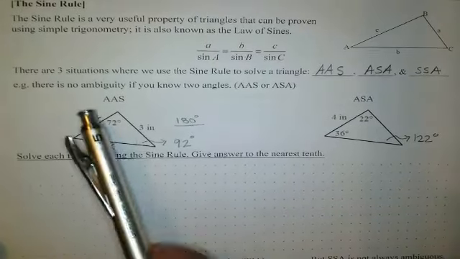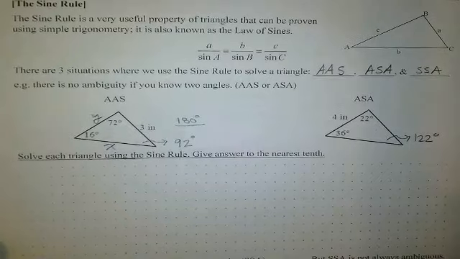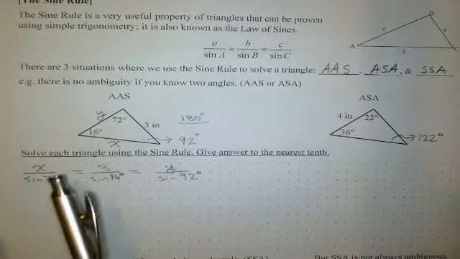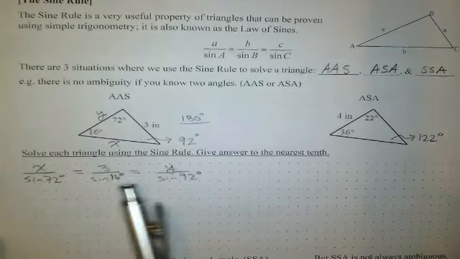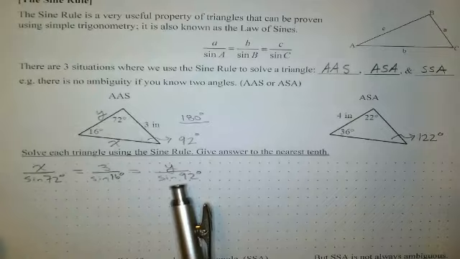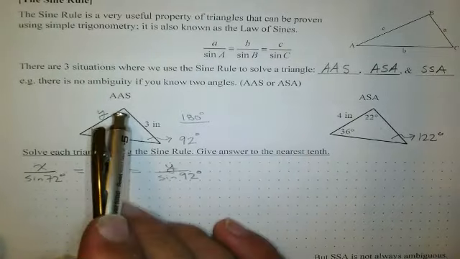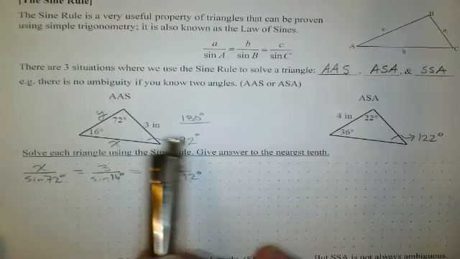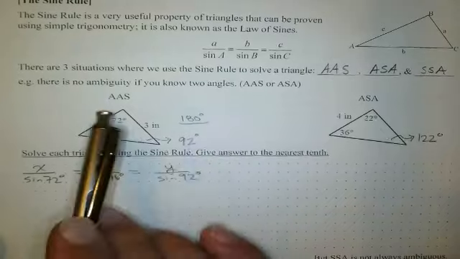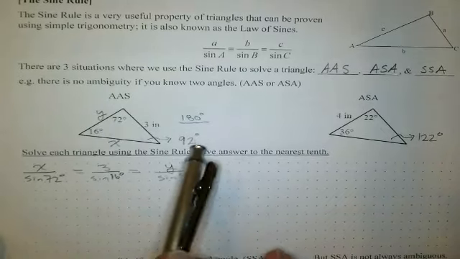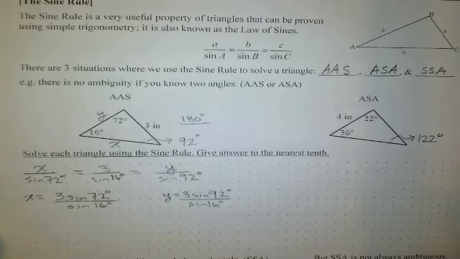If I label these two sides x and y, I can get the following proportional equation. The equation that I get is x over the sine of 72 degrees is equal to 3 over the sine of 16 degrees is equal to y over the sine of 92 degrees. Okay, just putting the items side over the sine of the opposite angle, x over 72, 3 over 16, and y over 92. Then I can solve for my missing information.